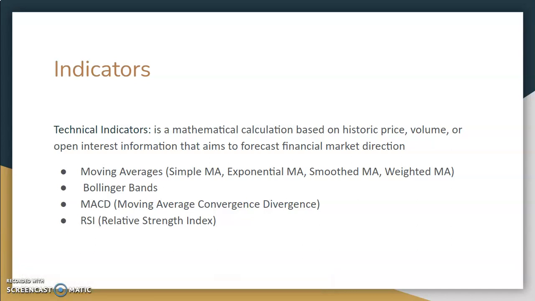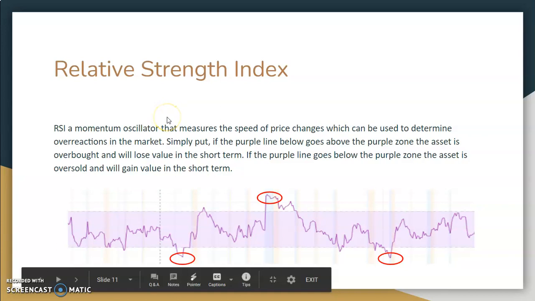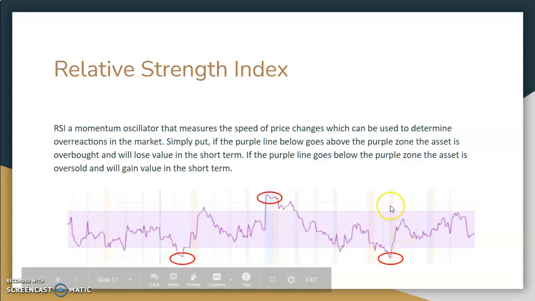Here, to show how indicators work, we will be using RSI as our example. Here's an explanation of RSI, but all you really need to know is that if the purple line goes above the purple zone, the asset is overbought and it has to come down in the short term, while if the purple line goes below the purple zone, the asset is oversold and has to come up in the short term.